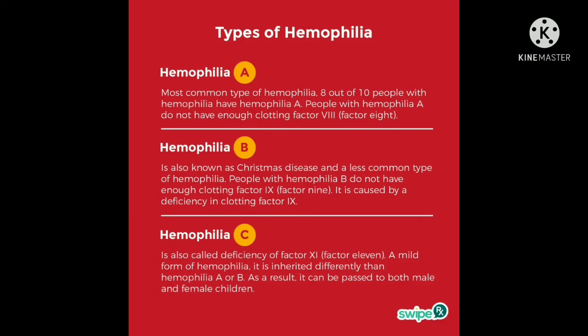The last is hemophilia C. It's also called deficiency of factor 11, a mild form of hemophilia. It is inherited differently than hemophilia A or B. As a result, it can be passed to both male and female children.